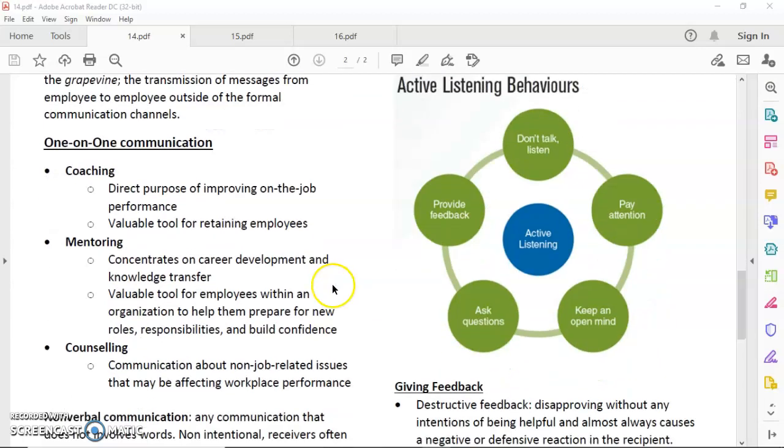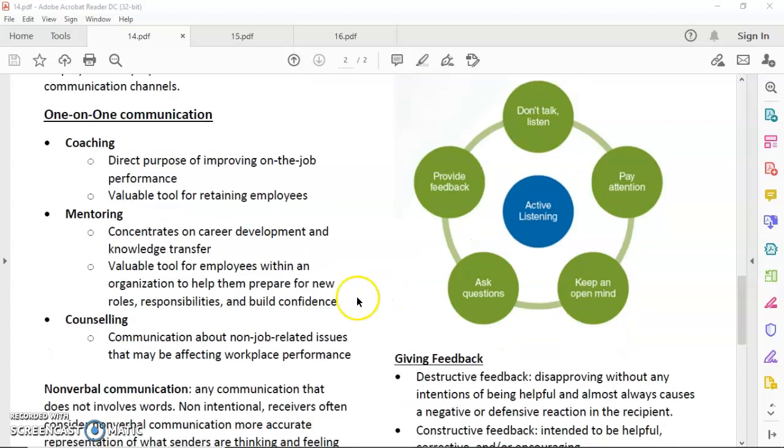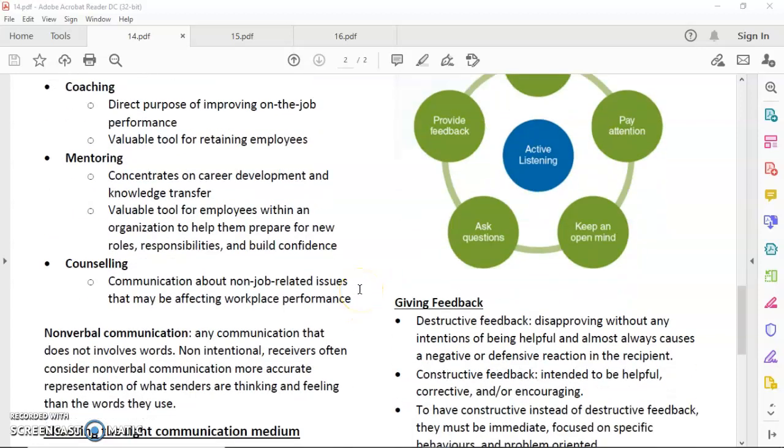then we have one-on-one communication, so it's coaching, mentoring, and counseling, which are very valuable tools to have in a company to retain employees. Also, mentoring concentrates on career development and on knowledge transfer. And for counseling, it's communication about non-job related issues that may be affecting workplace performance. That can also affect the communication in the workplace.